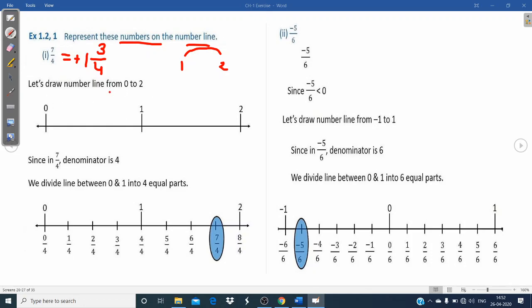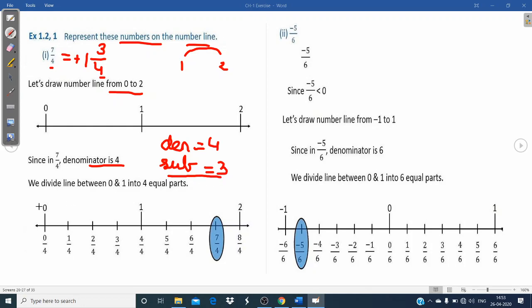So we have drawn a number line from 0 to 2. Between 1 and 2 means somewhere here this number will lie. Here we have to concentrate on the denominator part. What is the denominator? The denominator is 4. Since the denominator is 4, you have to draw subdivisions, 1 less than the denominator. If the denominator is 4, 1 less means 4 minus 1. You have to draw 3 subdivisions.